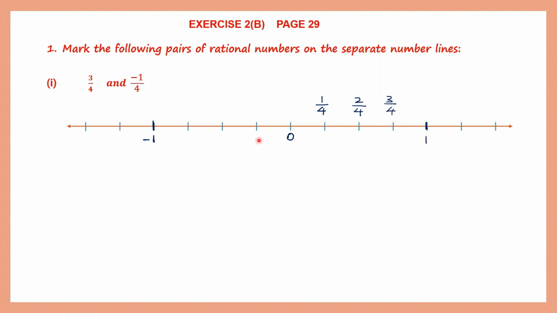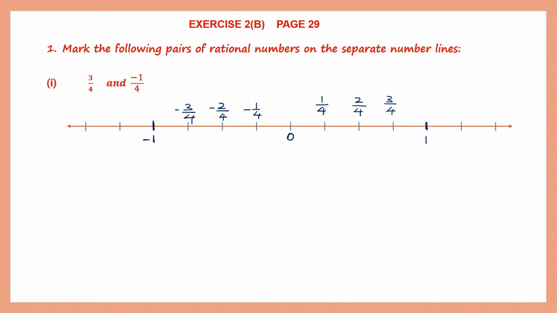Similarly on this side also we will have minus 1 by 4, minus 2 by 4, minus 3 by 4 and this is minus 4 by 4 which is equal to minus 1. So let's write that here. This is minus 1 by 4, minus 2 by 4 and minus 3 by 4.